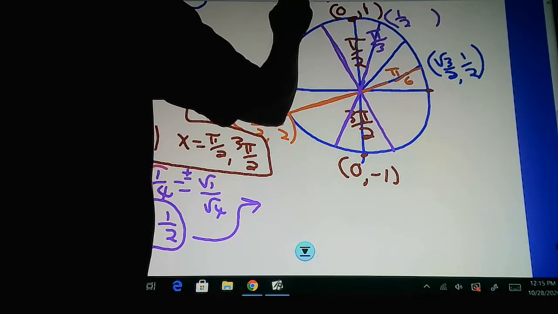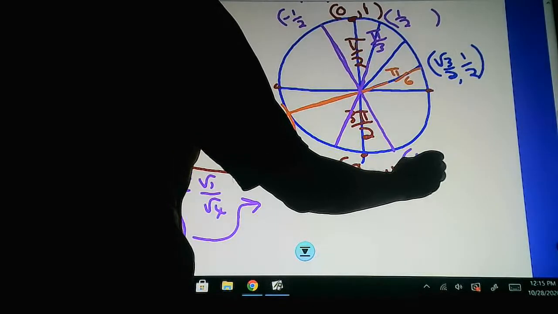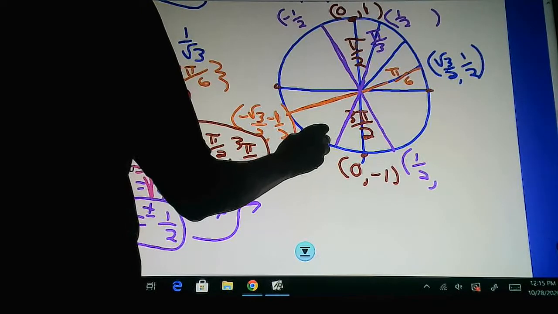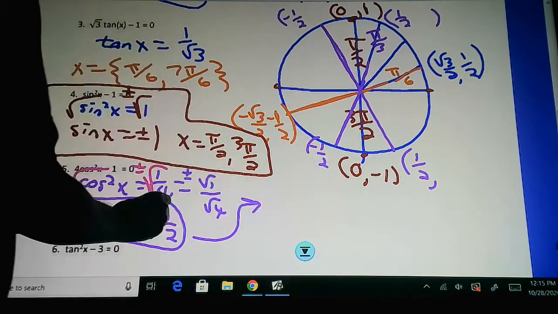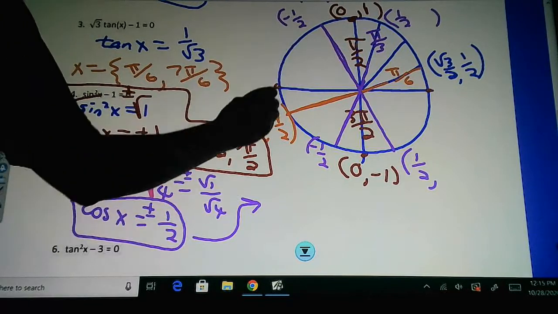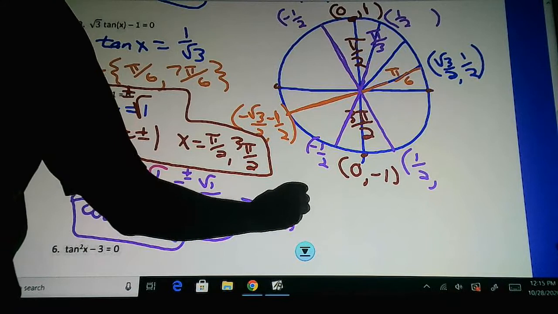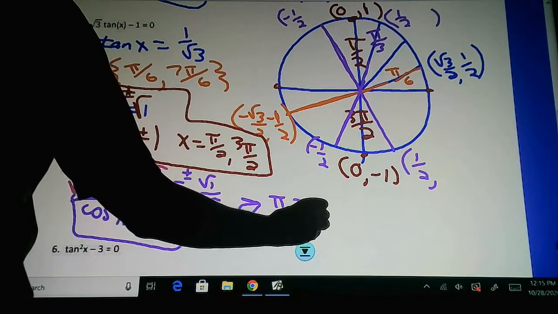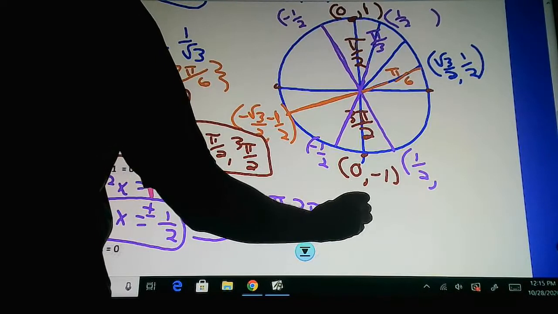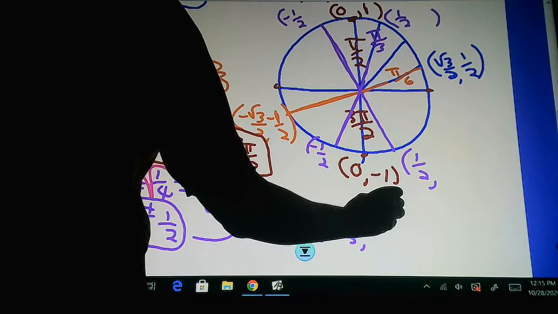So this one over here, your cosine is negative 1/2. This one over here, your cosine is positive 1/2. And this ordered pair over here, your cosine is negative 1/2. We're looking for either a positive or a negative 1/2. So all of those positions that have a pi third involved in them are going to be your solution. 1 pi third, 2 pi thirds, 4 pi thirds, and 5 pi thirds.